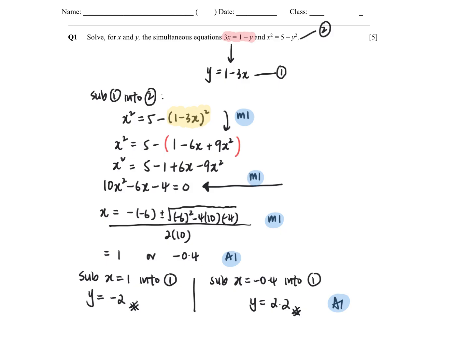Okay, next one. Question 2. Okay, you just have to make sure you have the key steps. Okay, your quadratic formula must be right. And then your 2 sets of solutions. So if the question says coordinates, you give me coordinate form.